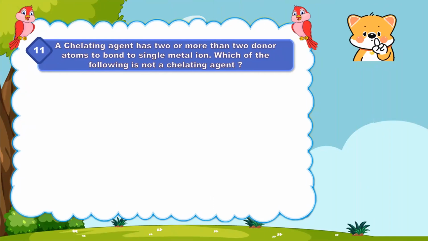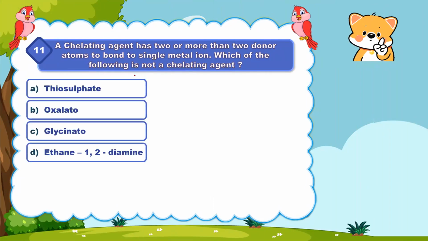See the next question. A chelating agent has two or more than two donor atoms bonded to a single metal ion, and which of the following is not a chelating agent? A non-chelating agent means the one which is not forming a ring.